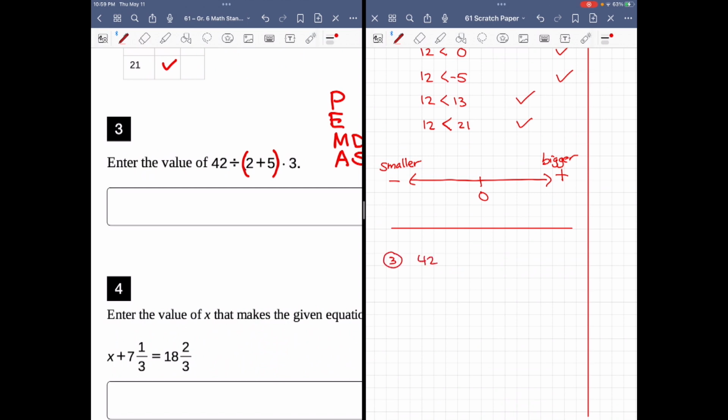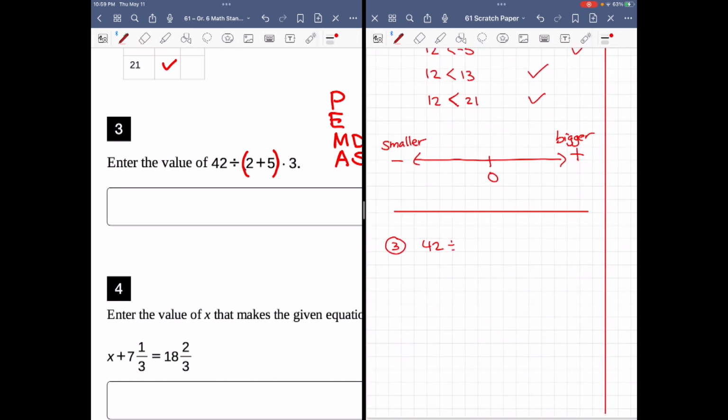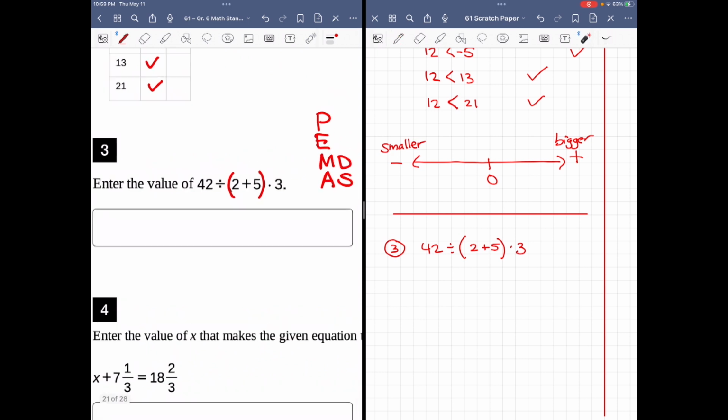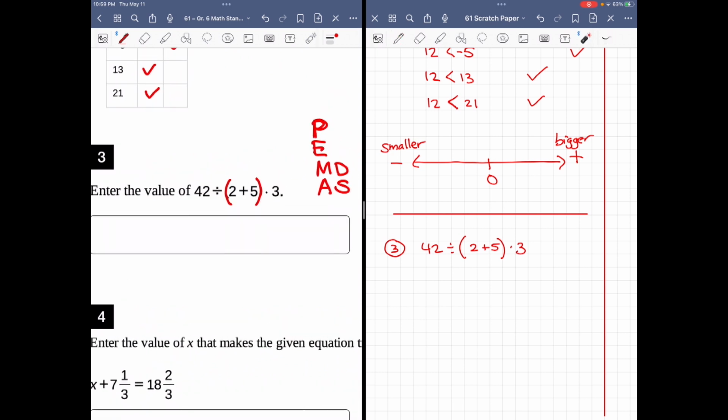We have 42 divided by the quantity 2 plus 5 times 3. And remember that when you use PEMDAS, parentheses has to come first. So again, make those parentheses darker so that you know to do this first. So inside the parentheses, 2 plus 5 equals 7. So you're going to have 42 divided by 7 times 3.